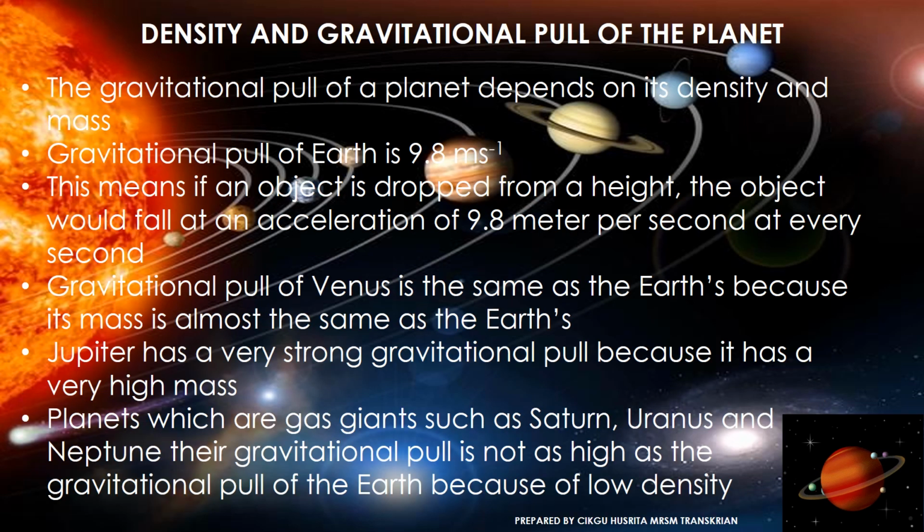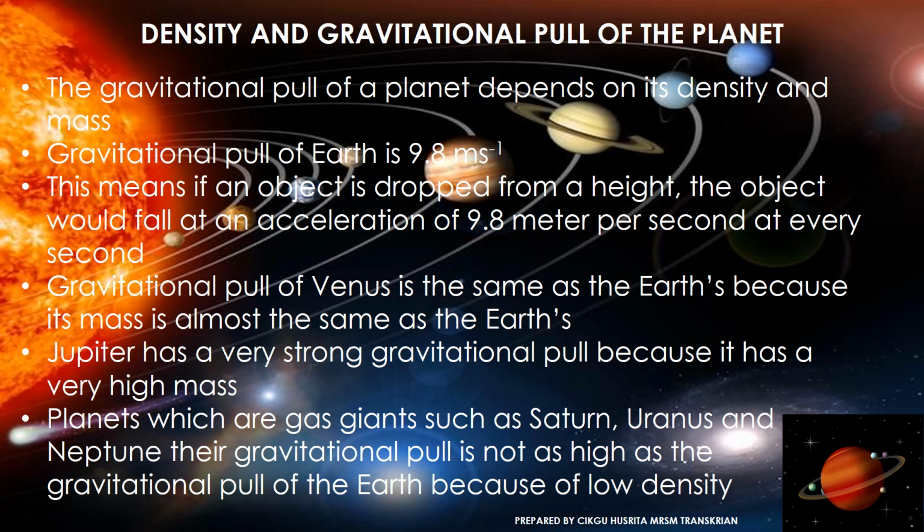Okay, density and gravitational pull of the planet. Actually, the gravitational pull of a planet depends on its density and mass. So for the Earth, the gravitational pull is 9.8 meters per second squared. This means if an object is dropped from a height, the object will fall at an acceleration of 9.8 meters per second every second.